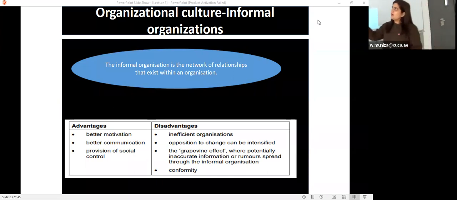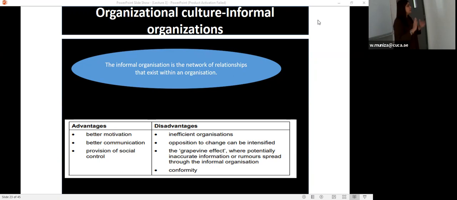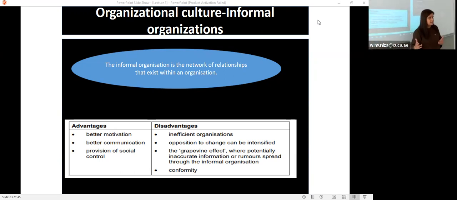So what are the advantages of the informal structures in the organization? Better motivation. When there are formal structures, the motivation among the employees can become lesser. Why? Because they become tired of the formal rules and regulations. If they have to communicate something, they have to follow a hierarchy in the organization. They will be communicating to their line managers, and their line managers will then be communicating to the senior management, etc. So in the informal organizations, which come along with the formal organization, there will be better motivation among the employees. Then it can bring better communication.